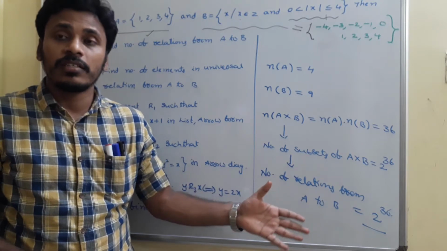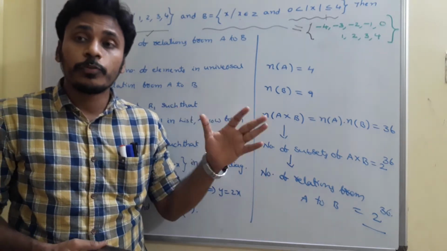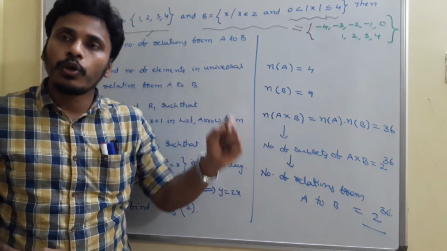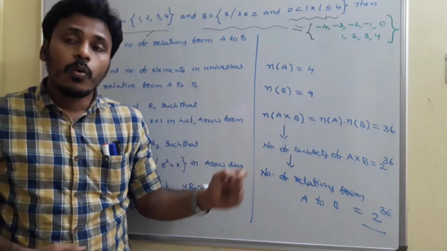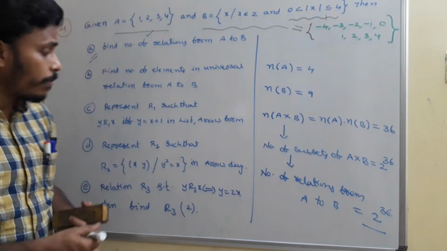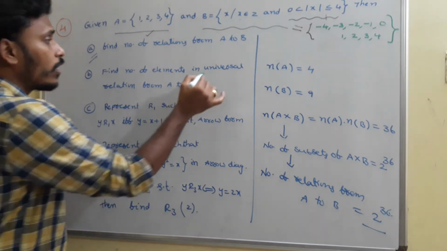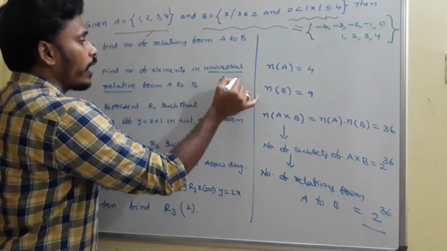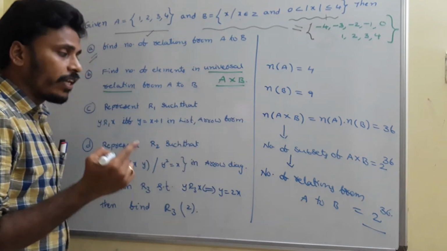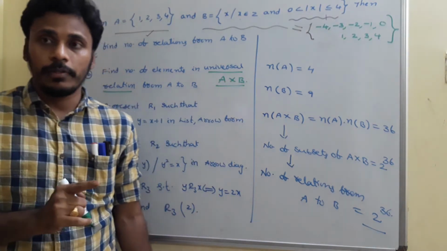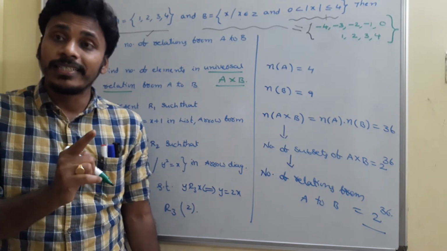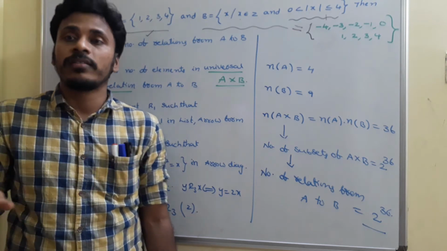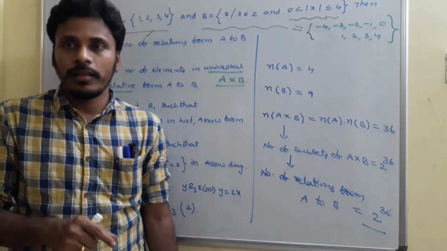Imagine 2 power 36 is a very large number, right? So that many relations are possible from set A to set B. So among all those relations, what is the universal relation? As we mentioned in the previous class, the universal relation is simply equal to A cross B. Every relation is a subset of A cross B. A cross B itself is a subset of A cross B, and that A cross B is the universal relation among all the relations.